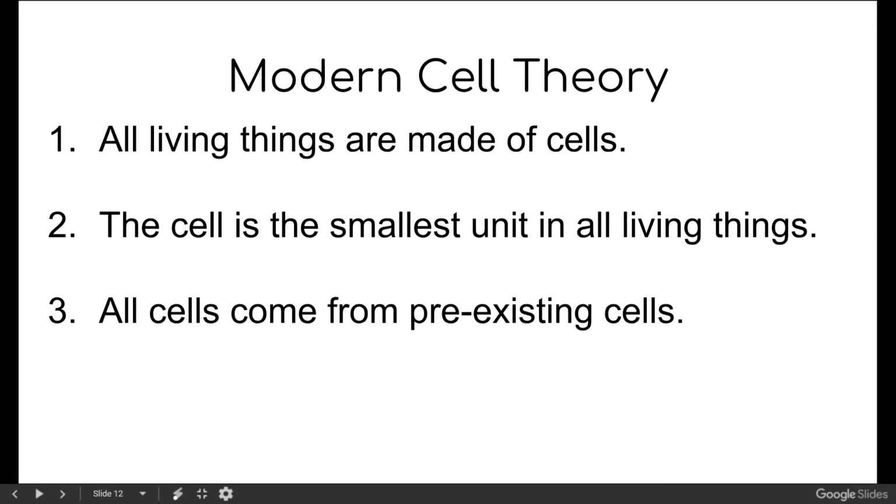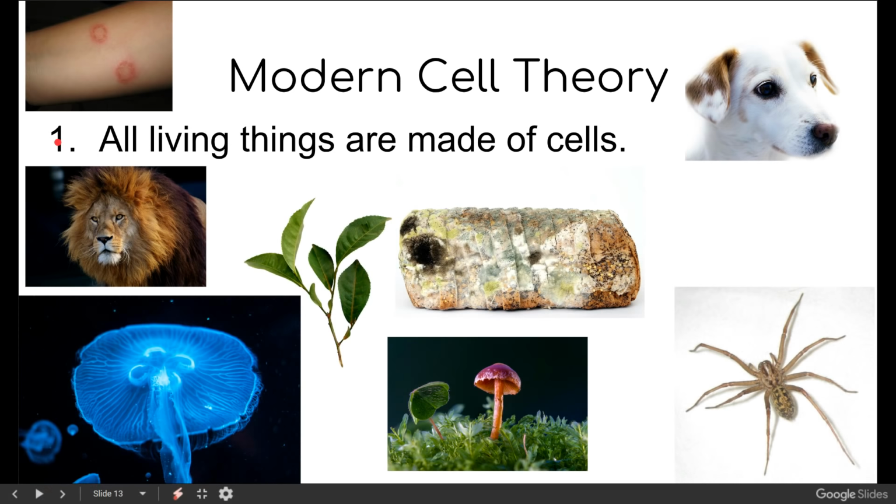So first, the modern cell theory is that all living things are made of cells. The second part is a cell is the smallest unit in all living things. And the third part is all cells come from pre-existing cells. So first, we're going to be talking about the very first sentence here. So first, all living things are made of cells.